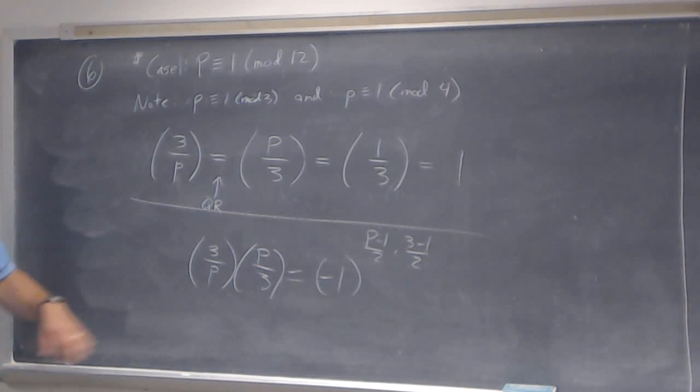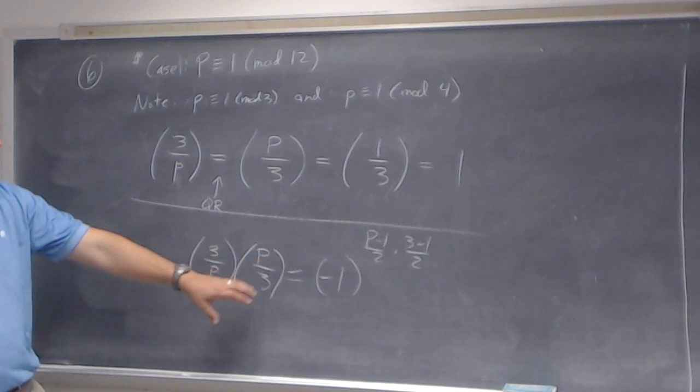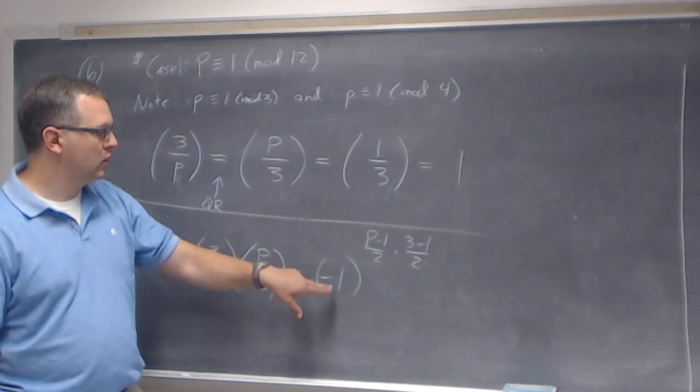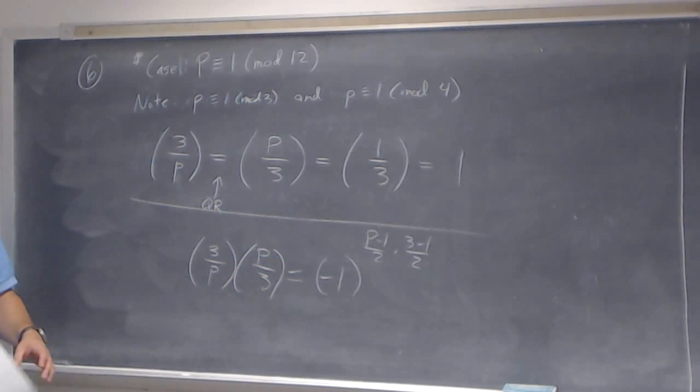If you wanted to use this formula again, you would just replace P with 1, and then this would equal 1, and this exponent would be even, so negative 1 to the even power would be 1, and so you would just get 3 over P equals 1.